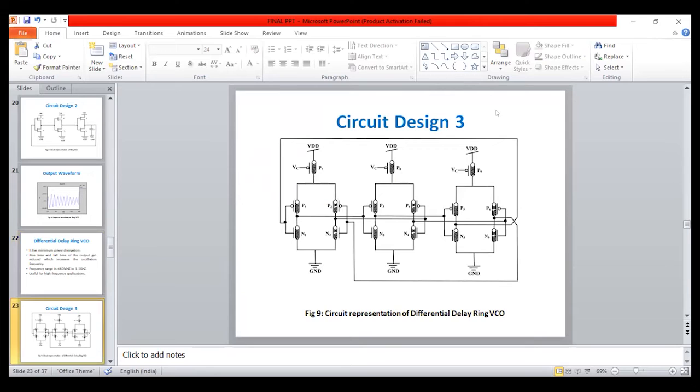Here we implement this design with the help of software. This differential VCO has 3 delays, same as the ring VCO, but the difference is that the output of the first delay is the input of the second delay, and the output of the second delay is the input of the third delay, because we get the out of phase waveform for the results. So we make the connections like that.